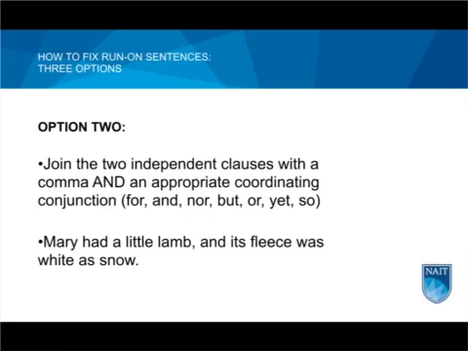The second way to fix a run-on sentence is to join the two clauses with a comma and one of the coordinating conjunctions, or FANBOYS. Those are for, and, nor, but, or, yet, and so. You would put that comma and the coordinating conjunction in between the two clauses in the same place where a full stop or period could go. So here we have, "Mary had a little lamb, comma, and its fleece was white as snow." This is correct.